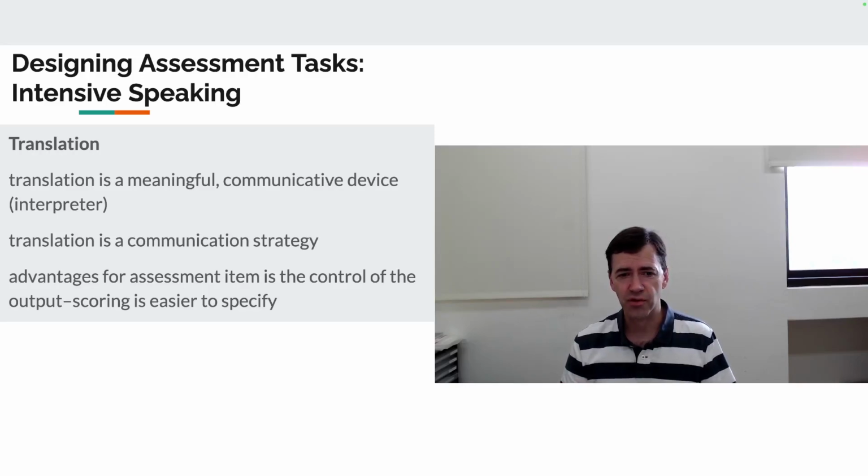The advantage for an assessment item is that you have control of the output, right? Because you give them the sentence. You can say it in Chinese or you can write it in Chinese, and then they have to say the English. So scoring is easier to specify. I strongly recommend that you translate from Chinese into English and make them say the English, not the other way around.